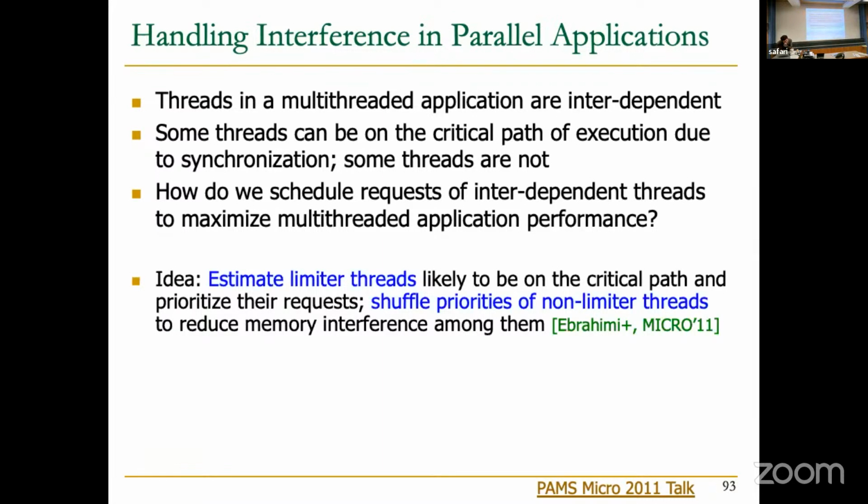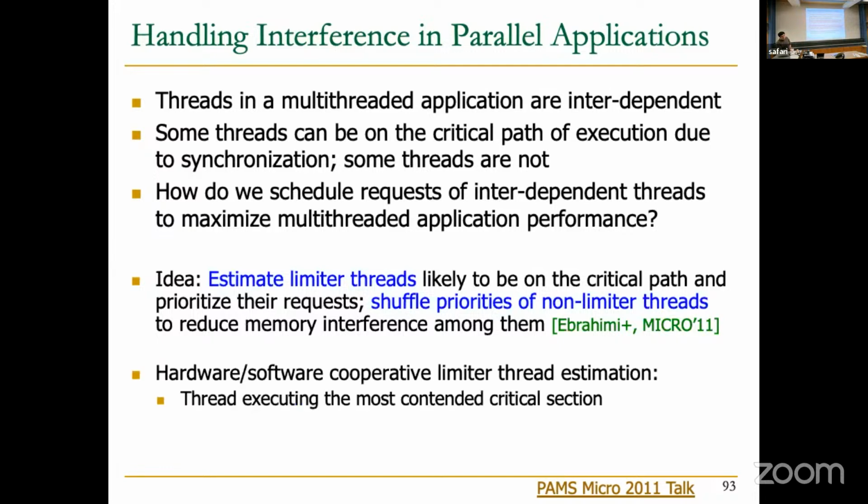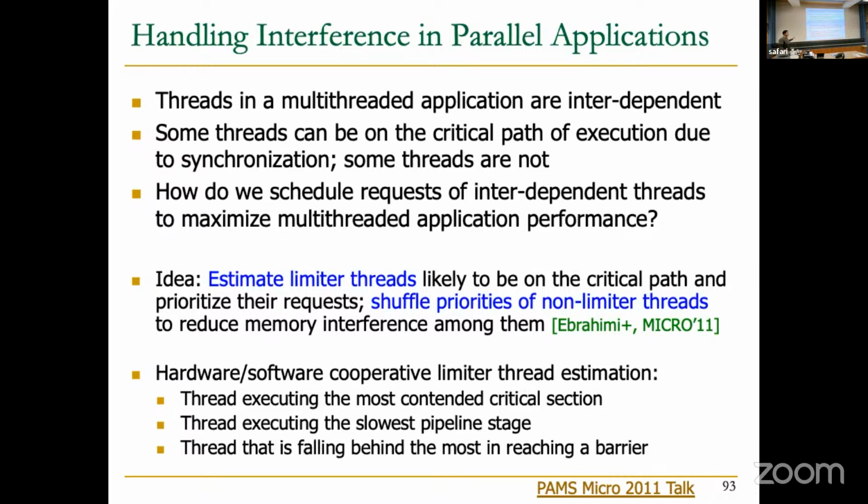We will look at one idea. This idea estimates limiter threads that are likely to be on the critical path, and it will prioritize their requests. And for non-limiter threads, it shuffles priorities. It uses ideas from the TCM paper that I described earlier. And it also uses a hardware-software cooperative limiter thread estimation technique. It looks at threads executing the most contended critical section, the slowest pipeline stage, and the thread that falls behind the most in reaching a barrier. And for this, the OS inserts some hints into parts where the threads reach the barrier and so on.